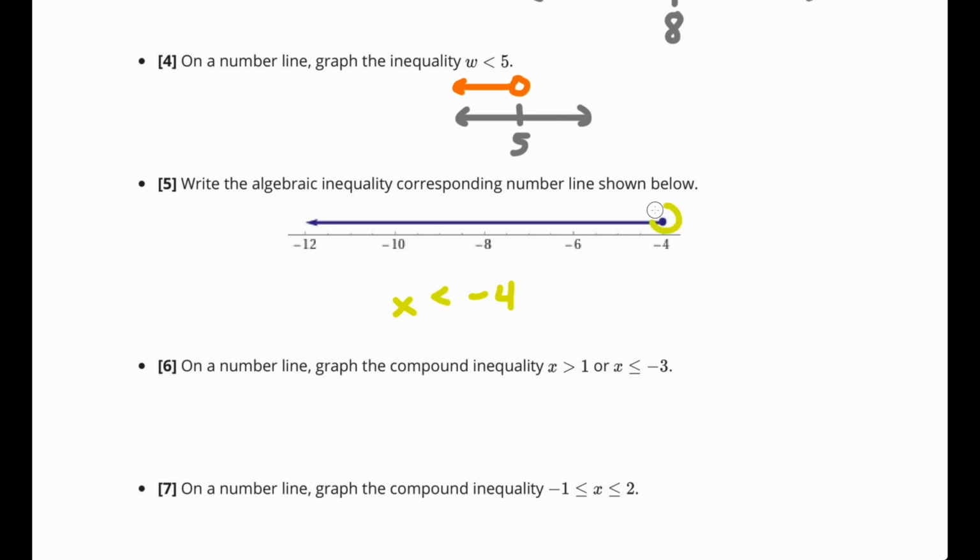It's also colored in here. So since it's colored in, it's a closed dot. We're going to put an equal sign there as well, so it's going to be x is less than or equal to -4.